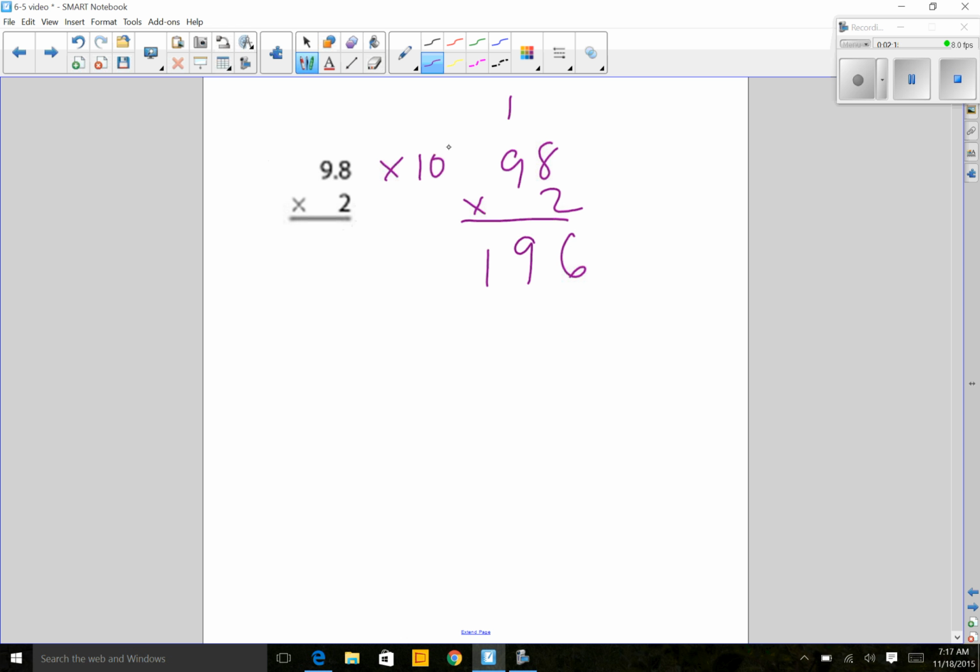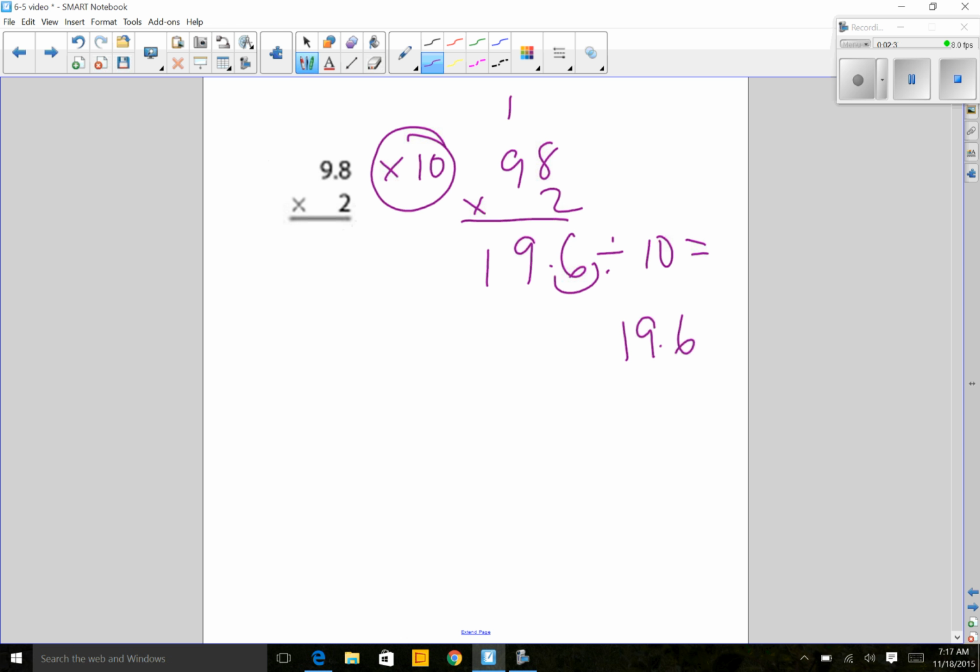The problem is, since I multiplied by 10 here, what am I going to have to do to my answer? What's the opposite of multiplication? It's division, right? So since I multiplied by 10 here, I'm going to have to divide by 10 here. And so in that case, I'm moving my decimal place over 1, and the answer would be 19 and 6 tenths.